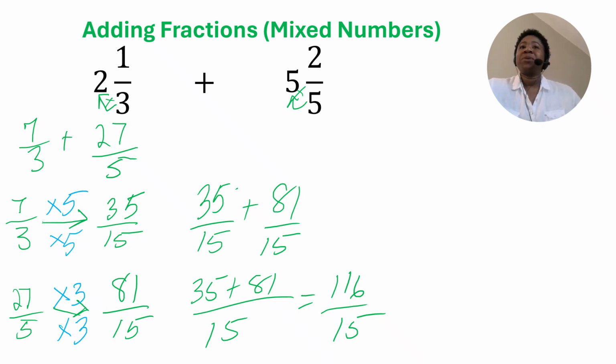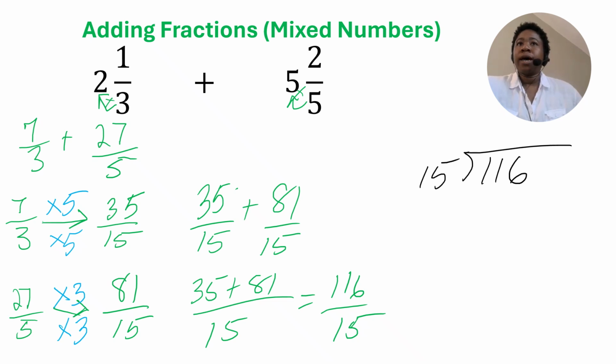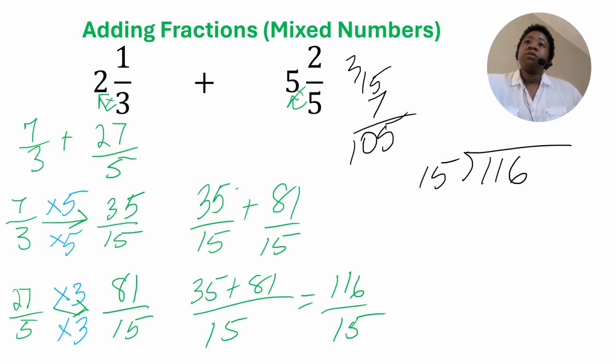It's correct. But we want to convert this improper fraction back to a mixed number, because we want to know how many whole 15s we can get from 116. And we can find that out by doing our division. So we'll set up our long division. 116, and we're going to be dividing by 15. We know that 15 times 6 is 90. 15 times 7 is 105. So we can get 15 from 116 7 whole times.